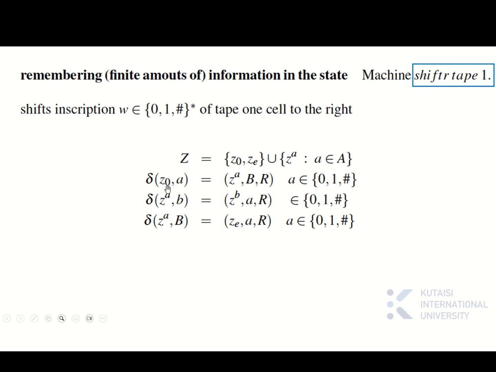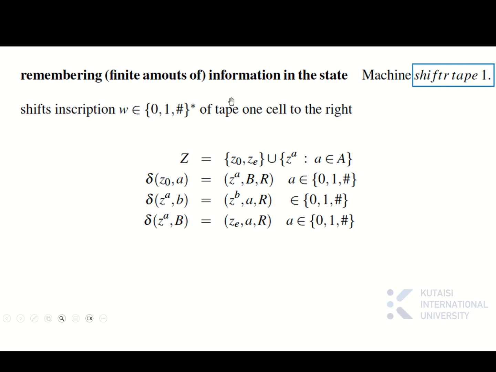So when you start your machine, you do not have to go all the way to the right. You start in ZA, and let's say you're reading A, then you go to the state ZA, erase, and go right. In this case A can be 0, 1, or hashtag, so there are only 3 options. So you go to the corresponding state Z0, Z1, or Z hashtag, and then when I'm in ZA and reading B, I go to ZB, but I write A because it was memorized in my state.